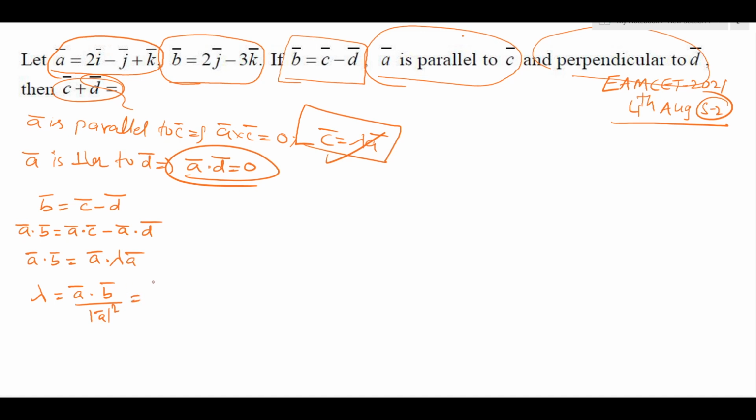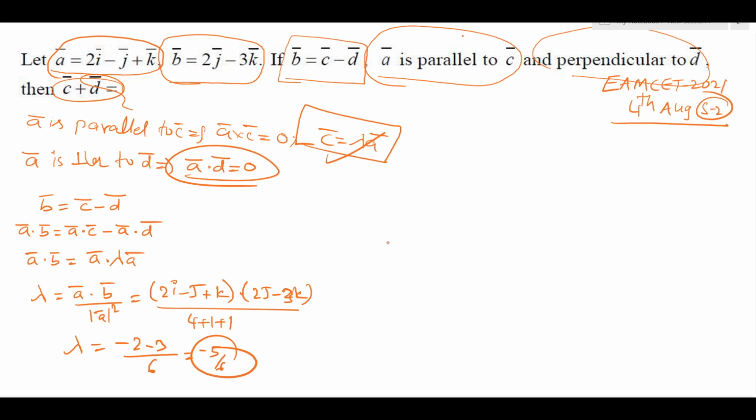A bar dot b bar, that is 2i minus j plus k dot b bar 2j minus 3k, by mod a square, that is 4 plus 1 plus 1. From this lambda is equal to minus j into 2j, this is minus 2, minus 3, by 6, that is equal to minus 5 by 6. This is the value of lambda.